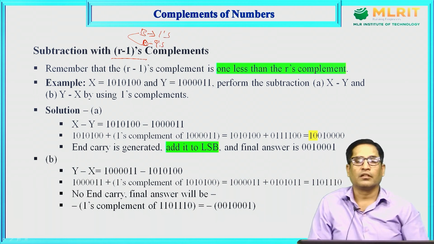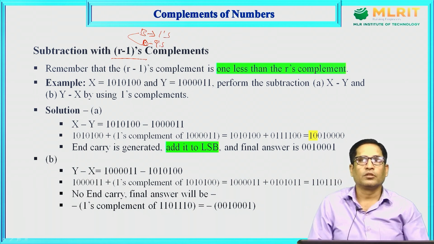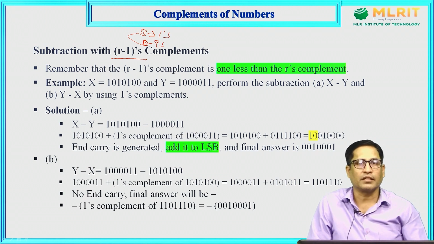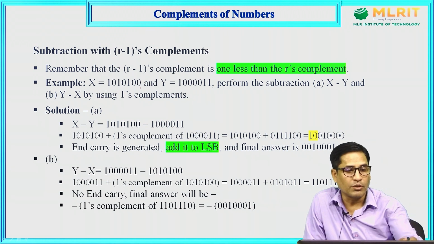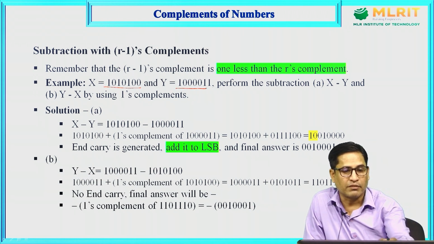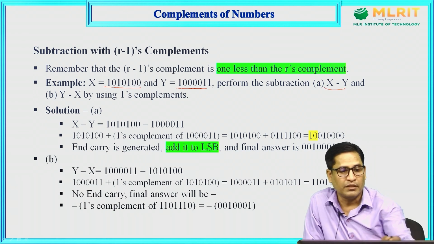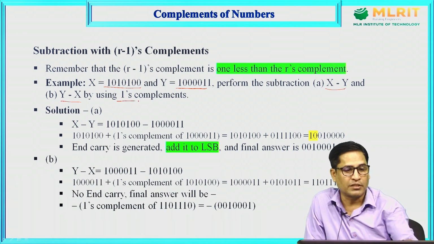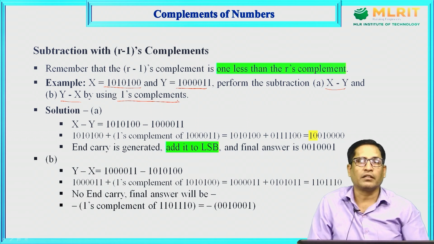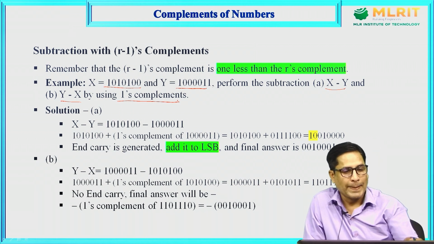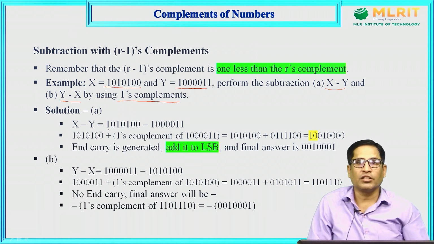That means now we are going to study how, using R minus 1's complement, that is 1's complement and 9's complement, the subtraction can be performed. So the numbers X and Y are given like this. Again we have to perform the same operations, X minus Y and Y minus X, but this time in binary R minus 1's complement, that means 1's complement. A little bit of change is there, please note that change.